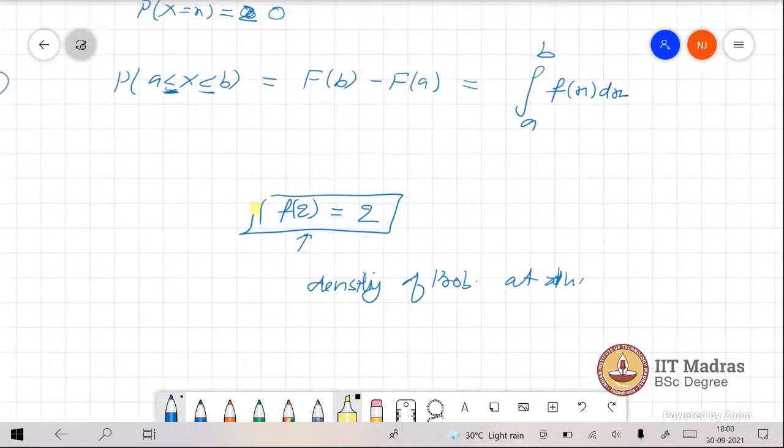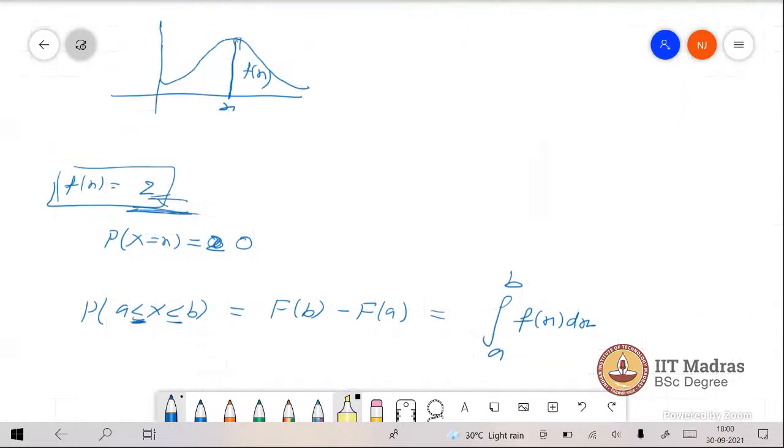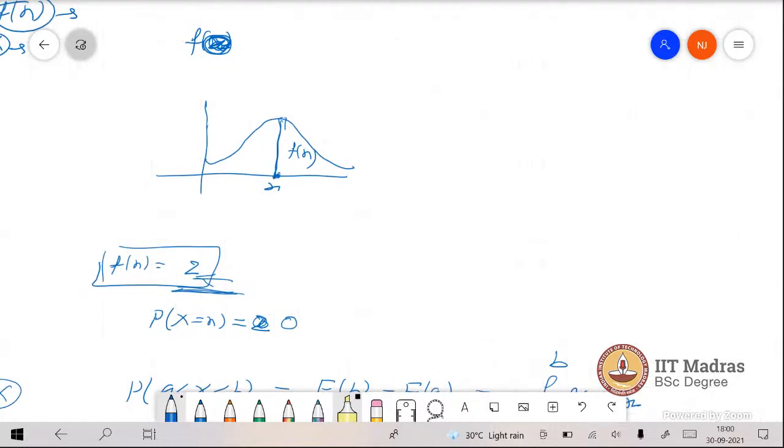If you look at this graph, somewhere here the density value of f(x) is the highest. It means that values near this point are more likely to occur. X taking a value near this point is more likely. So it is how dense the probability is around that point.